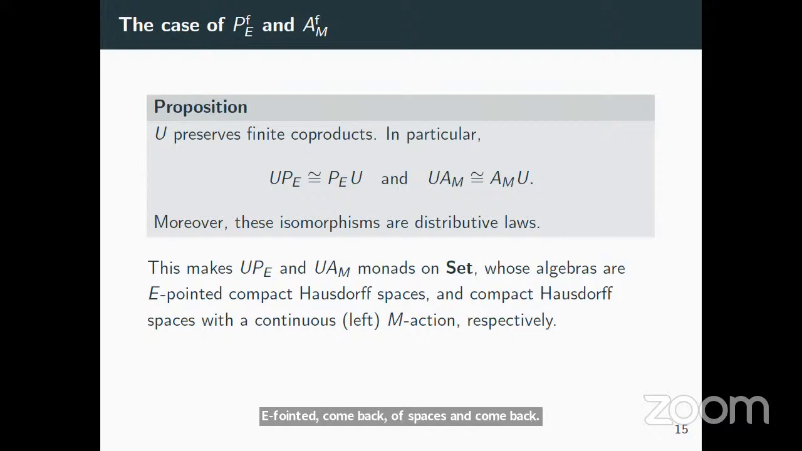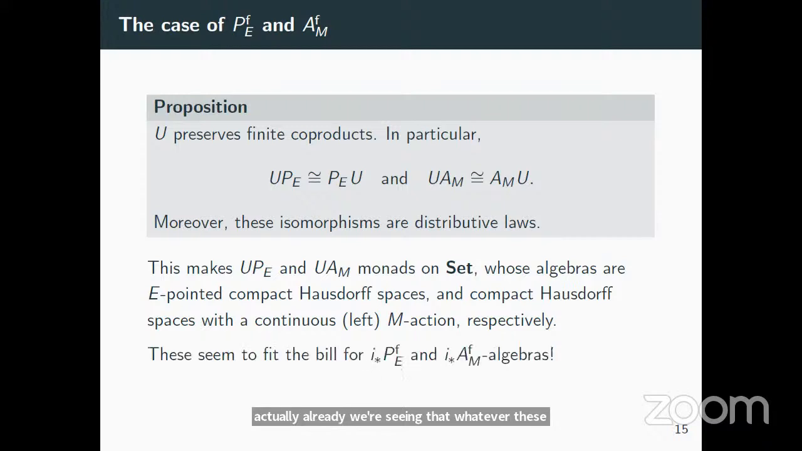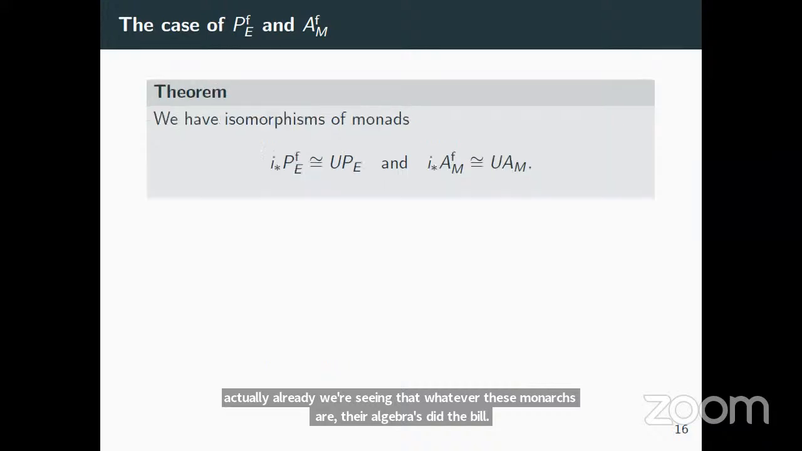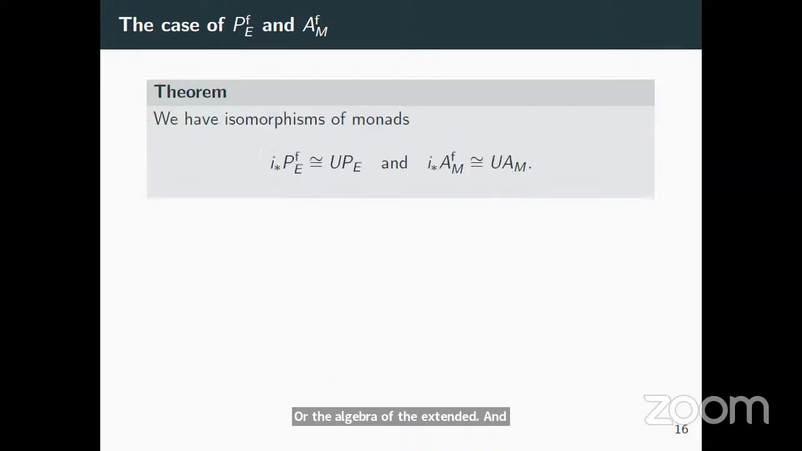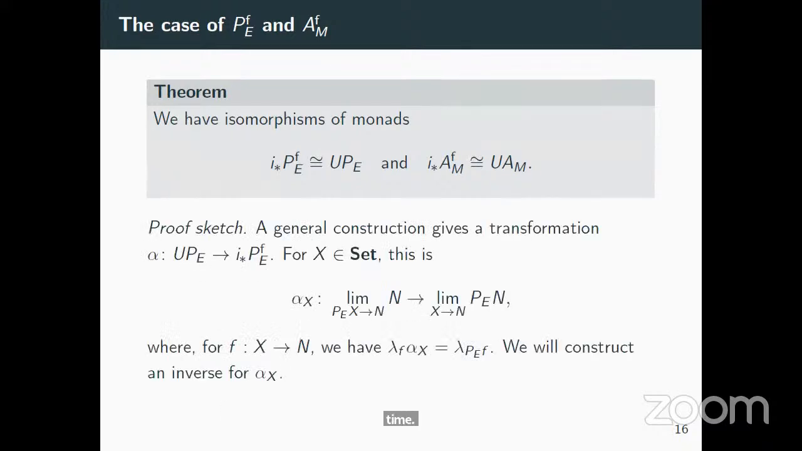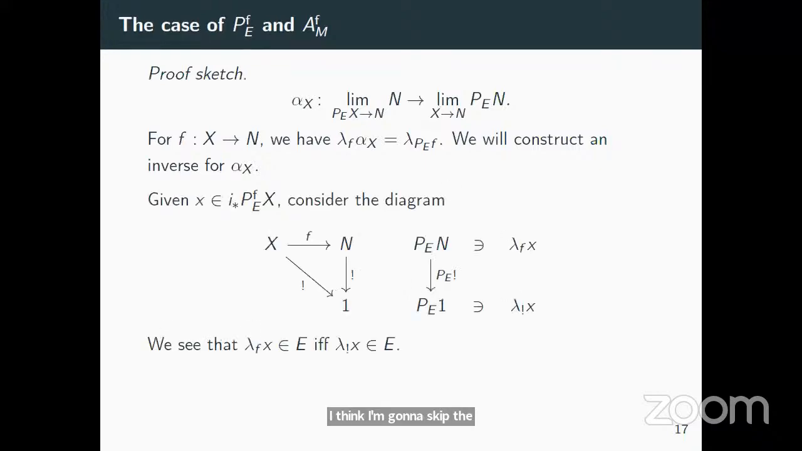So already we're seeing that whatever these monads are, their algebras fit the bill for the algebras of the extended monad. And indeed, that's the case. The extension of this add plus E monad on finite sets to all sets is this composite monad here, and the extension of the times M monad on finite sets is this monad here. I think I'm going to skip the proof in the interest of time.